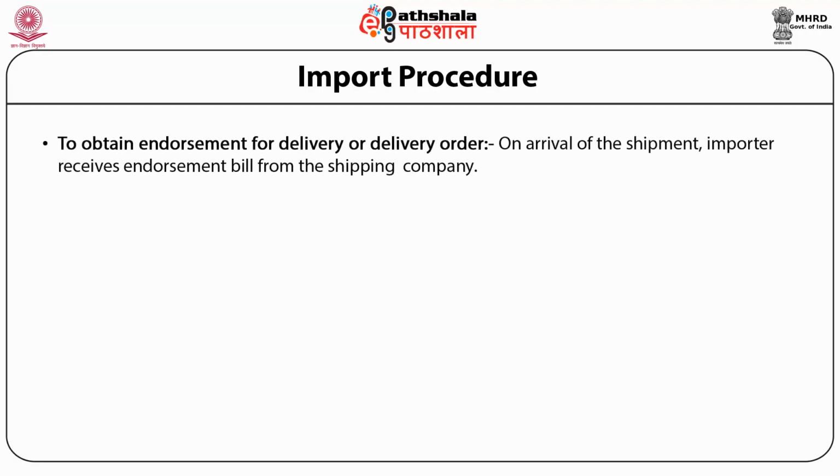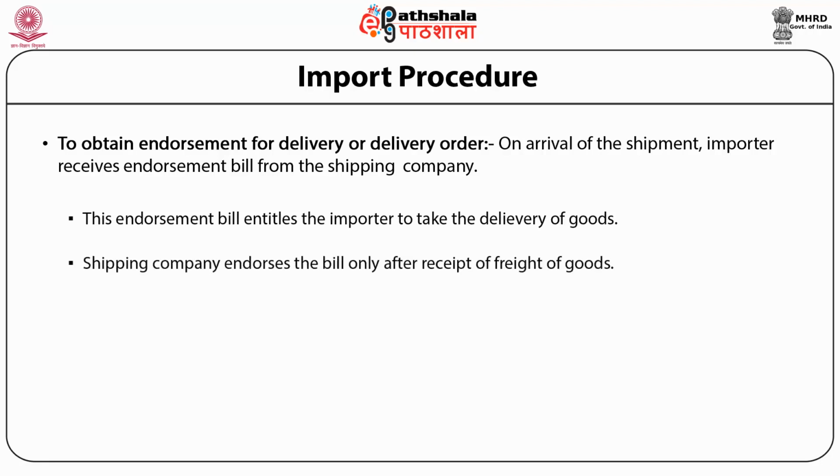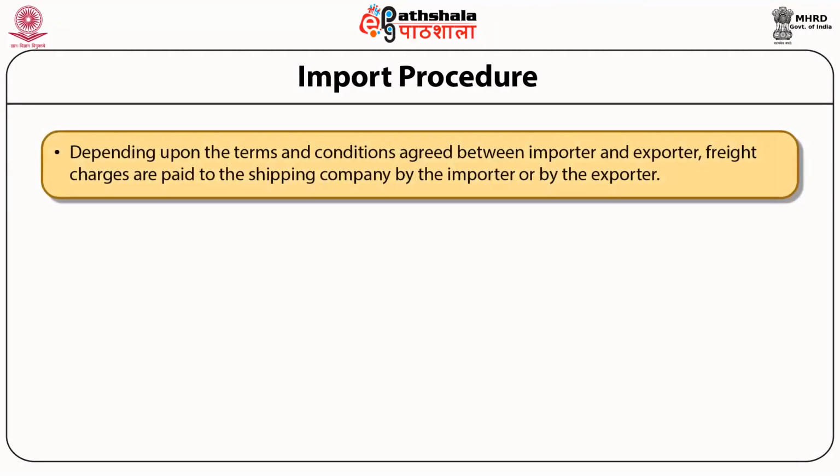First, to obtain endorsement for delivery or delivery order. On arrival of shipment, importer receives endorsement bill from the shipping company. This endorsement bill entitles the importer to take the delivery of goods. Shipping company endorses the bill only after receipt of the freight of goods. Depending upon the terms and conditions which have been agreed between the importer and exporter, freight charges are paid to the shipping company by the importer or by the exporter.